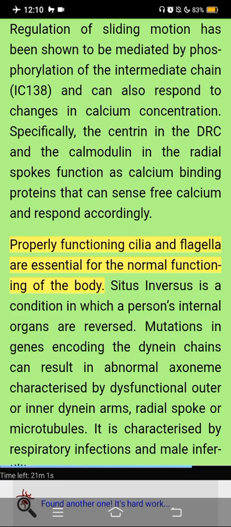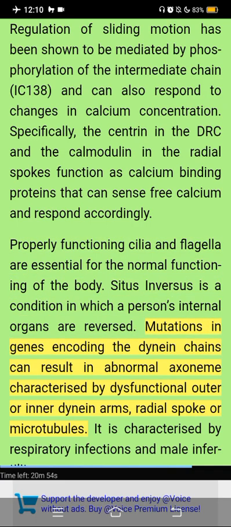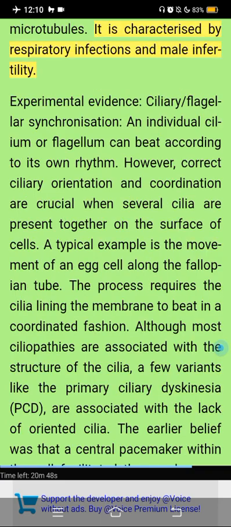Properly functioning cilia and flagella are essential for the normal functioning of the body. Situs inversus is a condition in which a person's internal organs are reversed. Mutations in genes encoding the dynein chains can result in abnormal axoneme characterized by dysfunctional outer or inner dynein arms, radial spoke or microtubules. It is characterized by respiratory infections and male infertility.